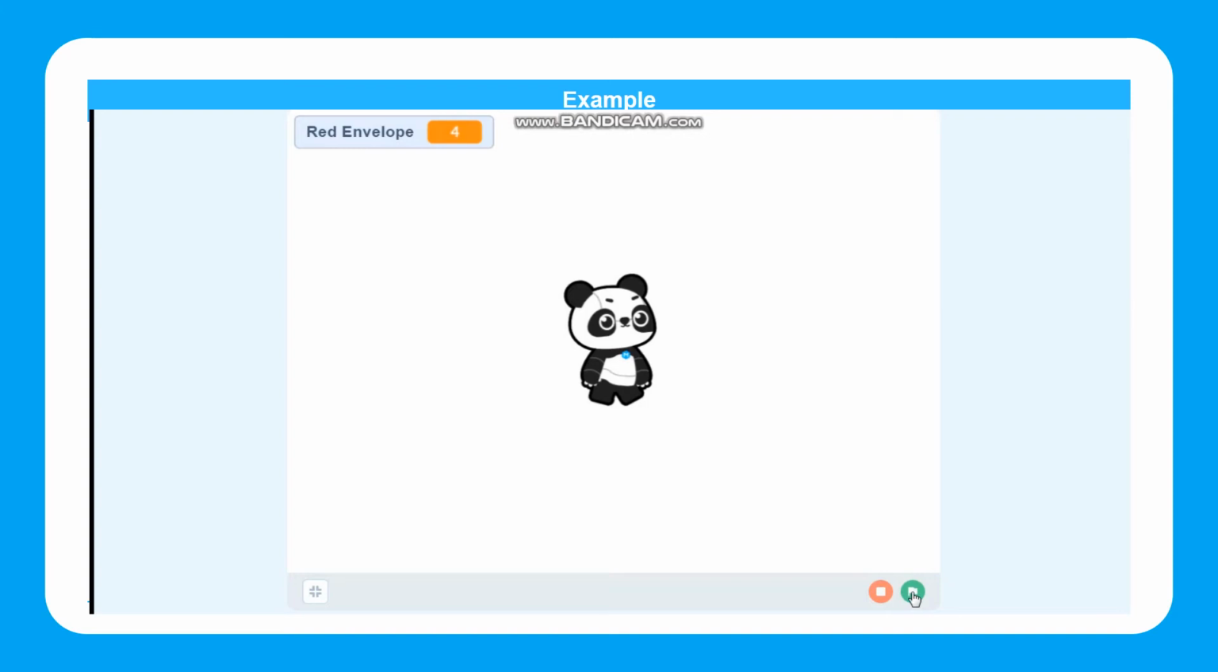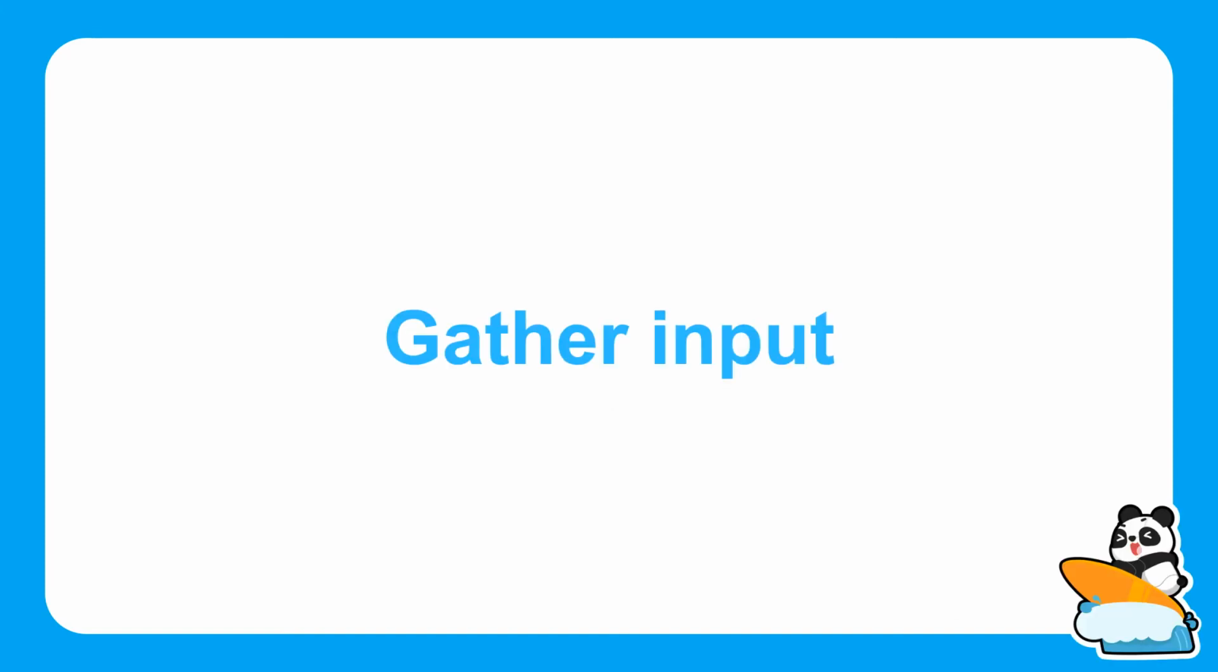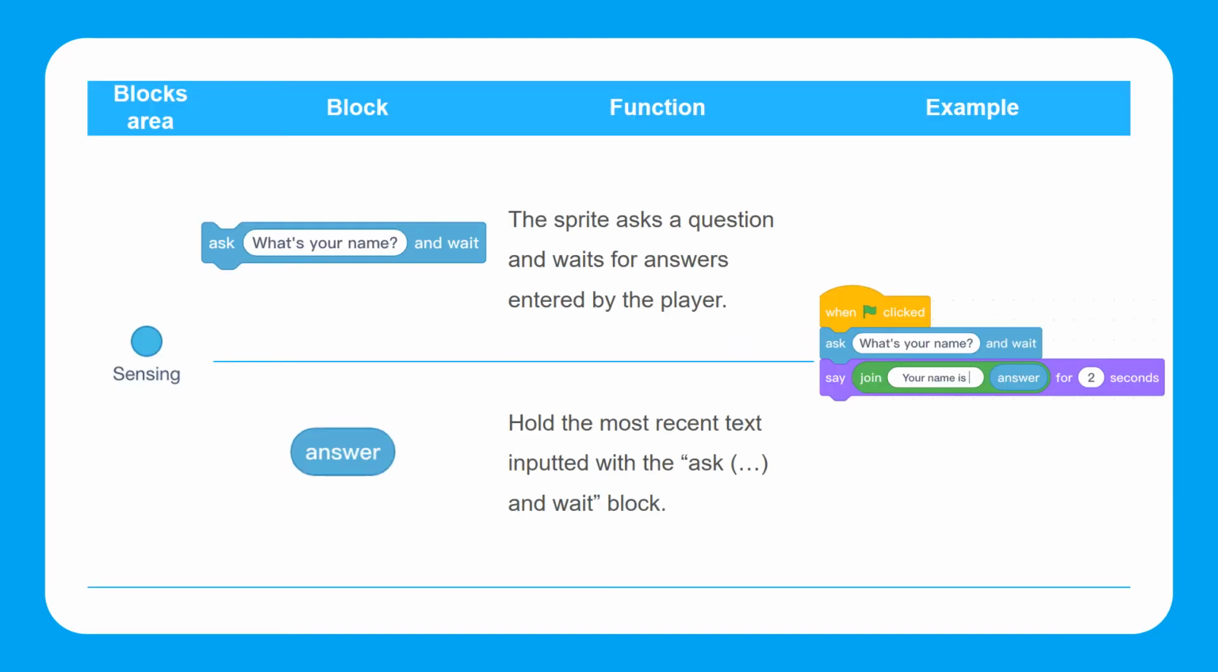Can you code the rest of the conditions when less than 5 and equal to 5 are received? After knowing how to play the operators block, think about how to get the number entered by the player from the keyboard in Guess the Numbers. This requires 2 new blocks. These blocks stem from the sensing block area, which are the Ask What's Your Name and Weight block and the Answer block.